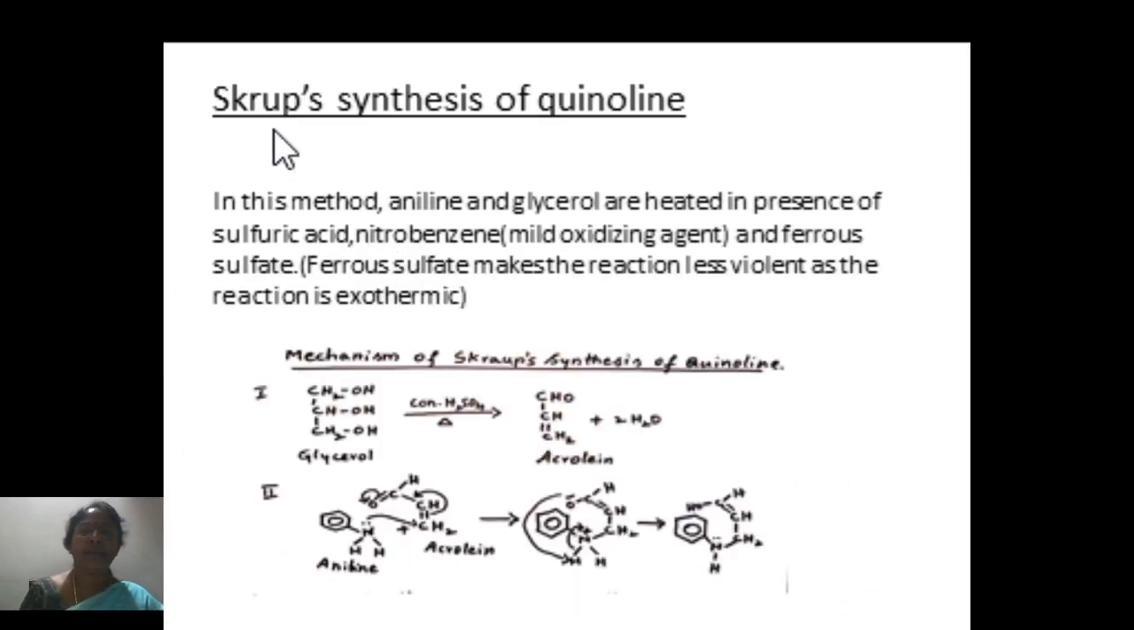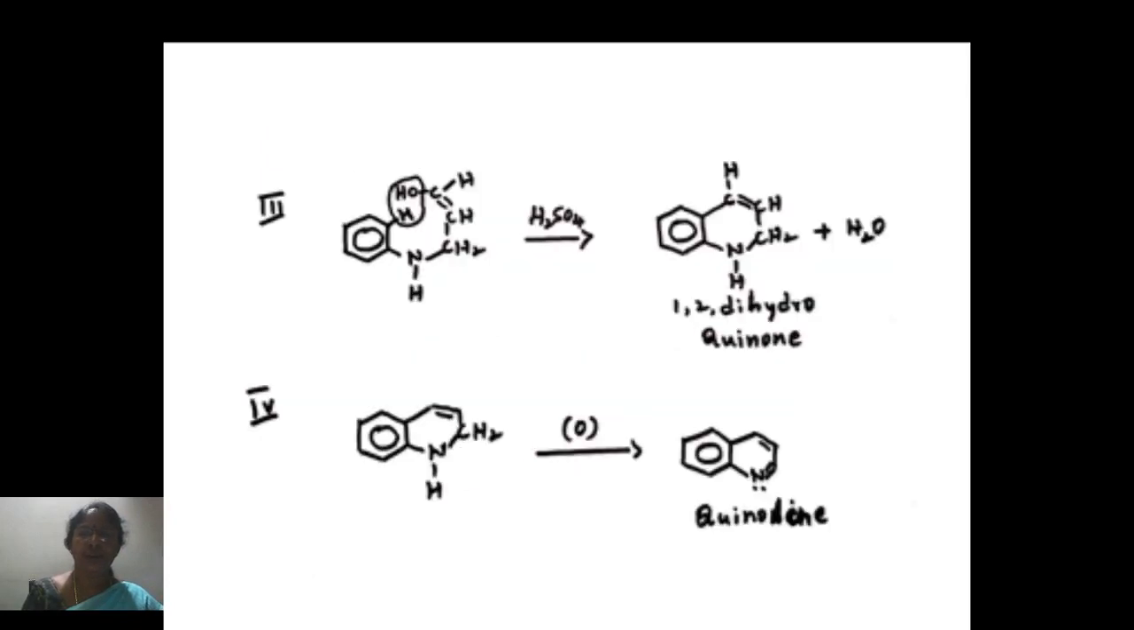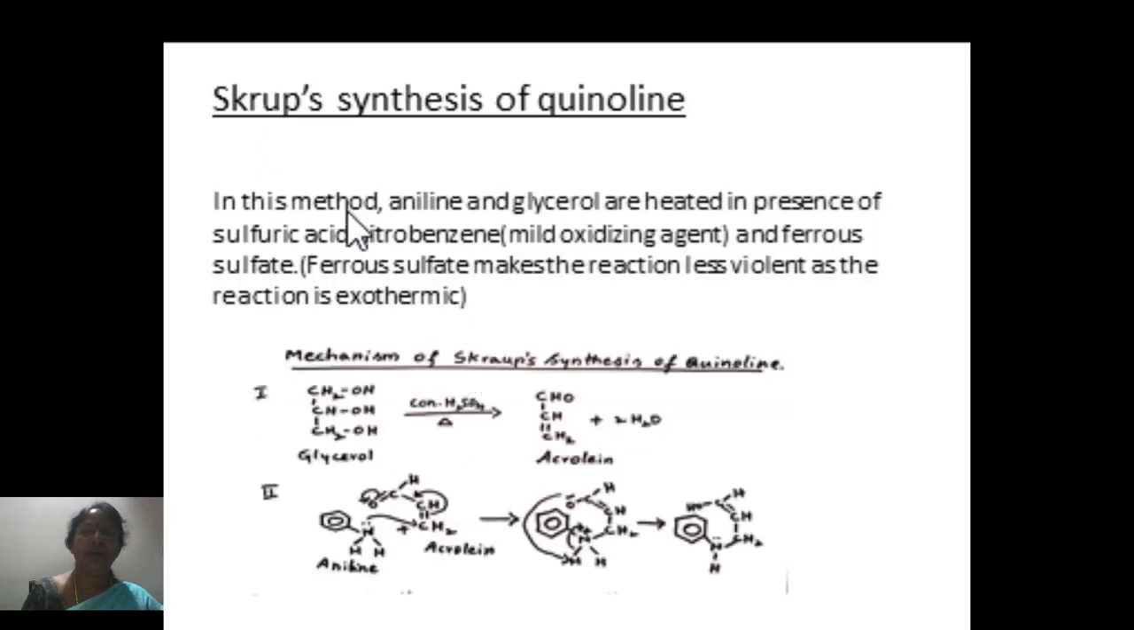In this slide, we can see the synthesis of quinoline by Skraup's method. In this method, aniline and glycerol are heated in presence of sulfuric acid, nitrobenzene and ferrous sulfate. Nitrobenzene in this reaction acts as a mild oxidizing agent, and ferrous sulfate makes the reaction less violent because the reaction is exothermic in nature.